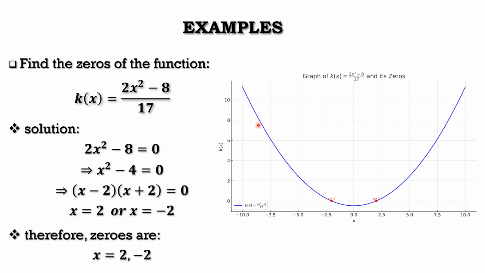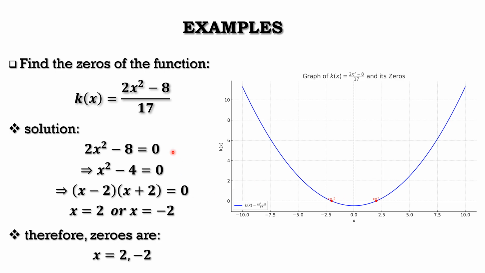So when you look at the graph of this particular function, you are also going to note that where x is 2, y is 0, and where x is minus 2, y is also 0. So here x is 2, y is 0, and here x is minus 2, y is also 0. It means the curve of this function intersects the x-axis at x equal to minus 2 and x equal to 2.